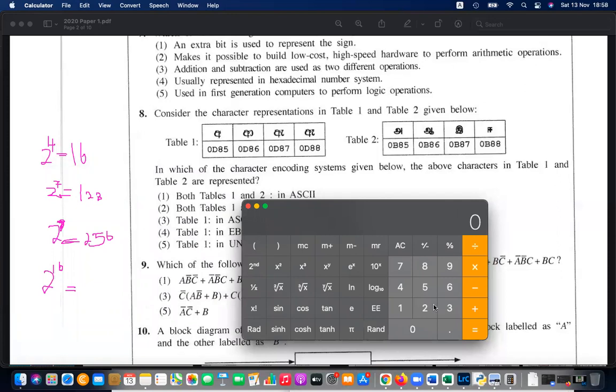65,500. Yes, 65,500. Right. It's 2 to the power 16, 65,536. So that's the amount of characters that you can represent.